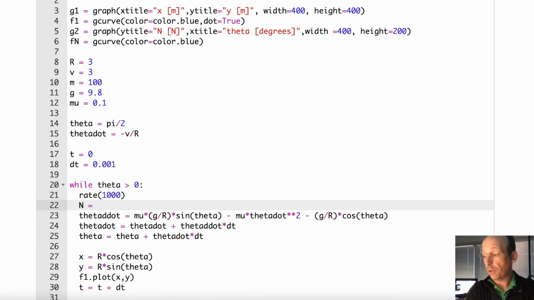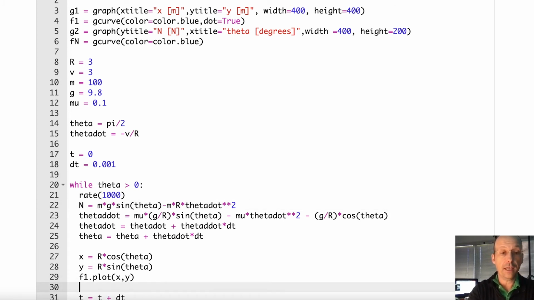N equals m times g times sine of theta minus m times r times theta dot squared. That's n. It does depend on the mass. The magnitude depends on the mass. When it switches, it does not. So I do need that mass. So now down here, let's plot that.